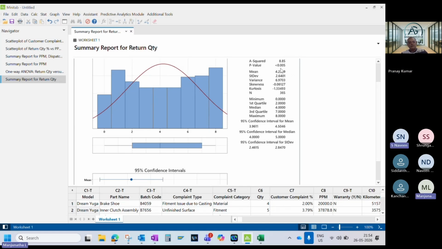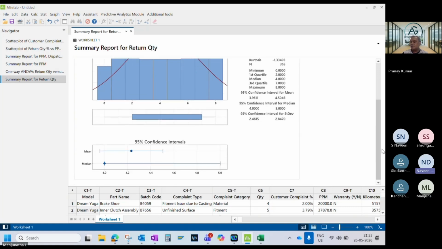Good. So it is not normal, so we have to do the median test. If your category is 2, then you will do Mann-Whitney. If you have more than 2, then you will do Mood's median.